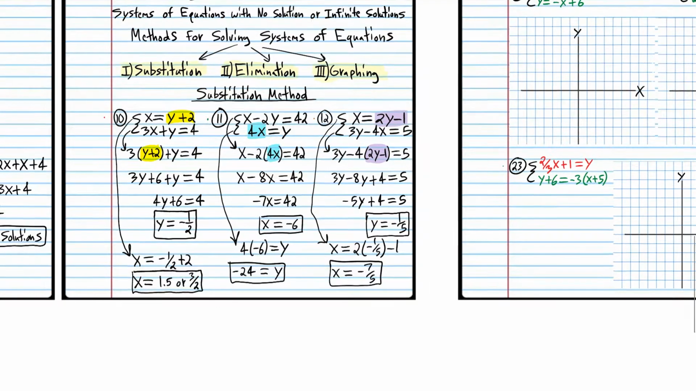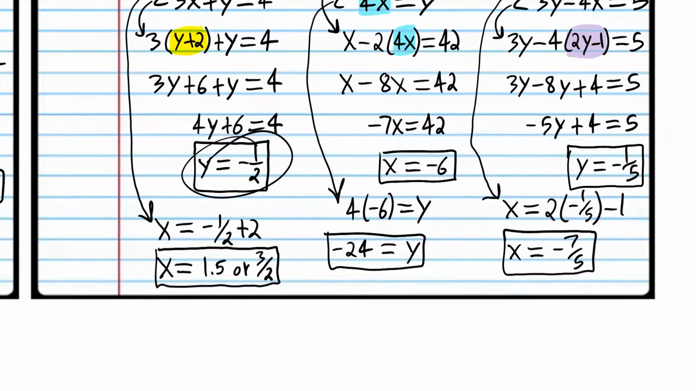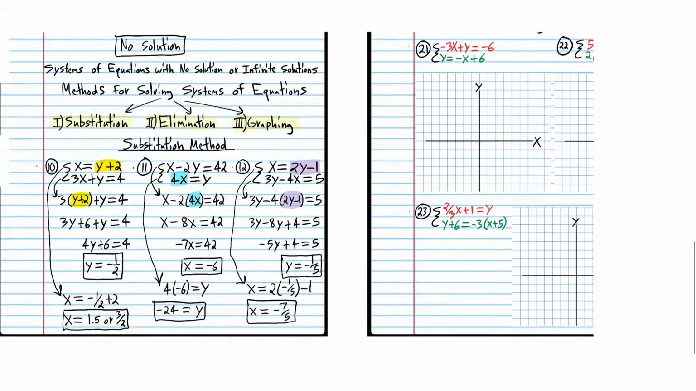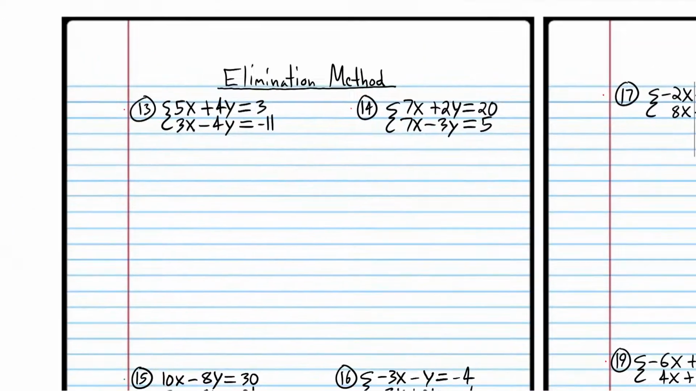And again, these are systems of equations which have one solution. You might say, wait a second, don't they have two solutions? There's one here and one here. Well, no, they're considered a pair, and it's one solution. Now we're going to go to the elimination method.